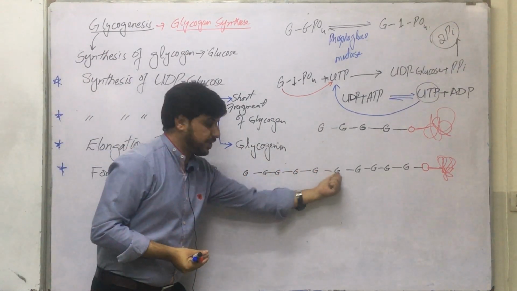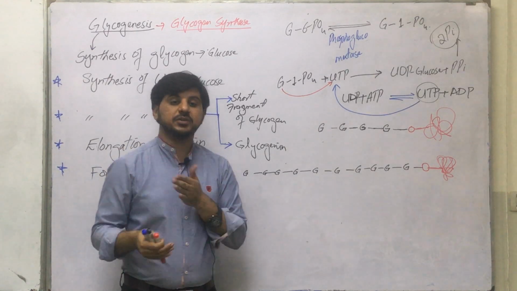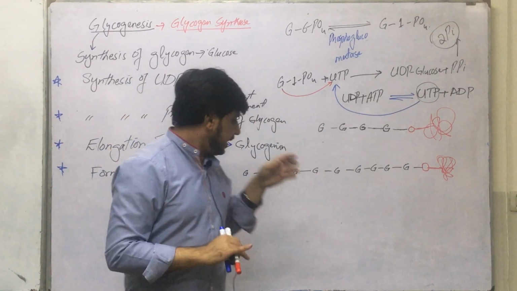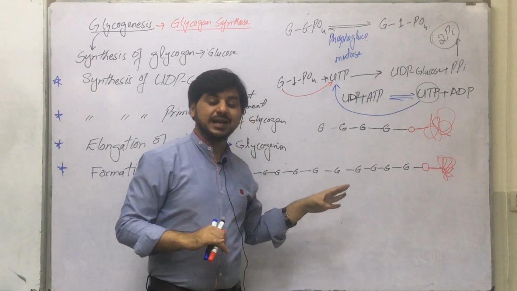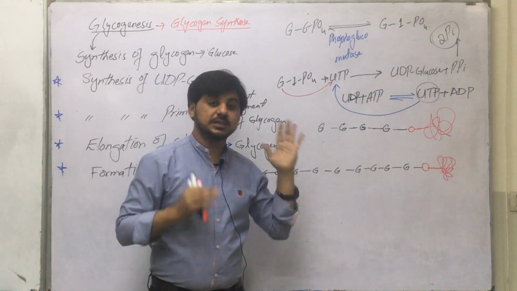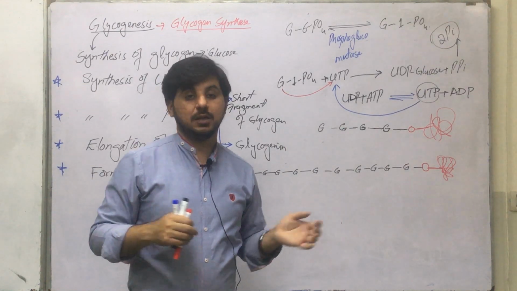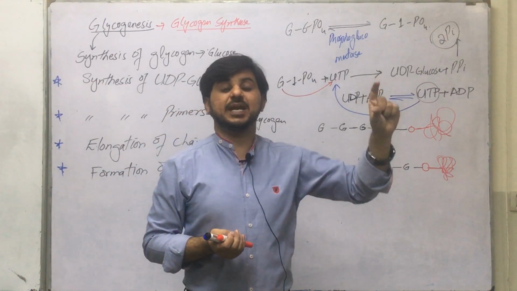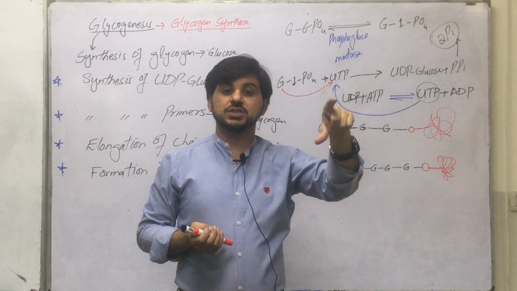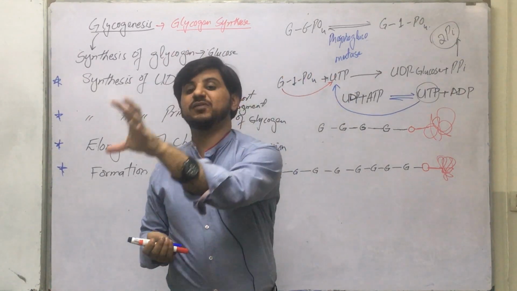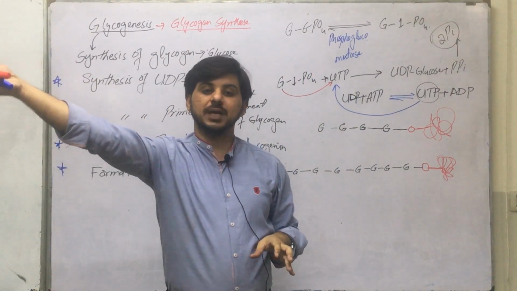And this is the non-reducing end. And what does non-reducing end mean? It means the carbonyl carbon or the anomeric carbon is not available to form another bond. In other words, the anomeric carbon is already being used in the formation of a glycosidic bond with the previous glucose molecule.